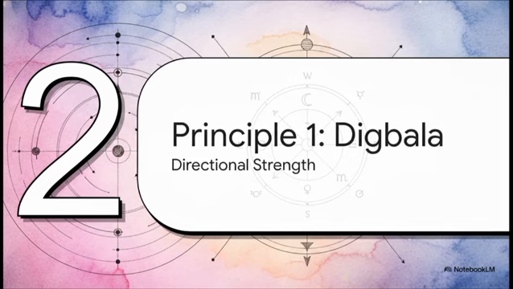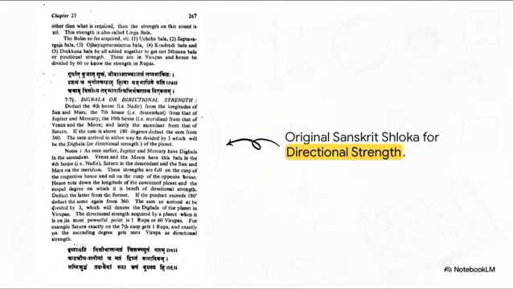Moving right along to Part 2, Principle 1, Digbala, or directional strength. When we parse the original Sanskrit manual, specifically page 267, though a quick heads up, you might occasionally see textual headers misnumbered as chapter 27 in some translations, we find shlokas 7 through 7.5 detailing exactly how this works. And the text doesn't just give us vague, floaty, philosophical ideas. No, it lays down a strict, precise, geometric relationship to the horizon. It literally treats the sky as a quantifiable sphere of influence.